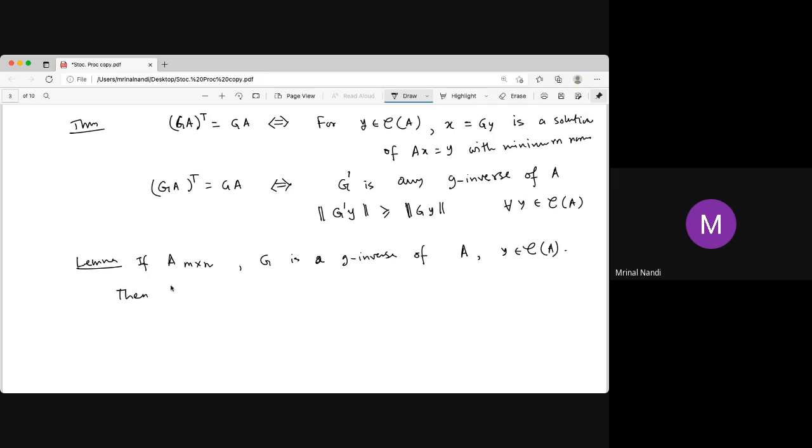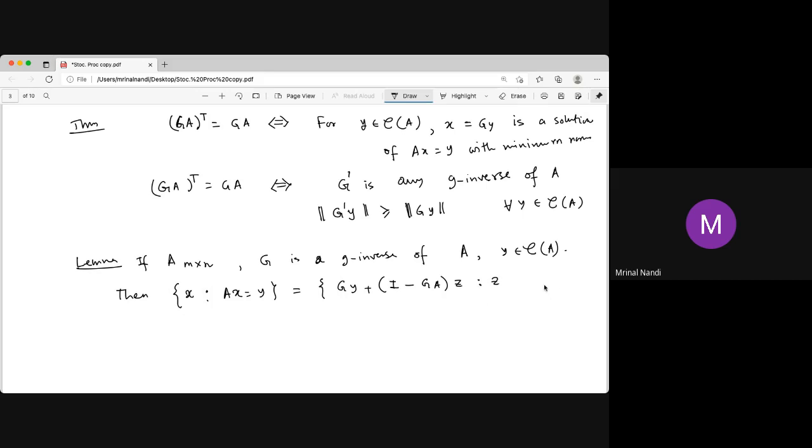Then the set of all solutions x such that Ax equal to y, this is the set of all solutions, is just nothing but the collection of Gy plus (I minus GA)z. Now z is arbitrary, for any z.